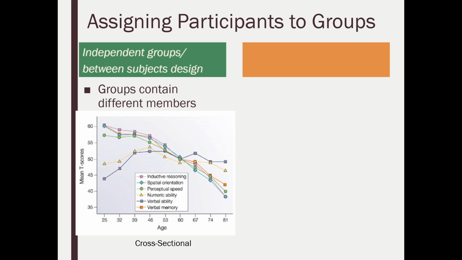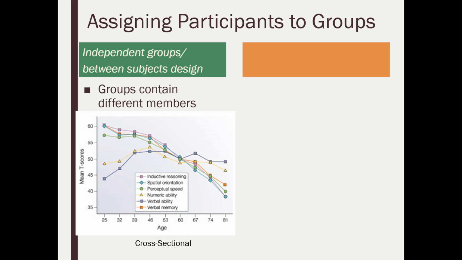Perceptual speed, which is the green circles, is way higher for the 25-year-olds. The numerical ability seems pretty stable. You see those yellow triangles. It looks like there's no difference between the 25-year-olds and the 81-year-olds. Verbal ability looks lower for the 25-year-olds than it is for the 81-year-olds. And then we've got verbal memory, the orange squares, and it's the highest for the 25-year-olds and the lowest for the 81-year-olds.